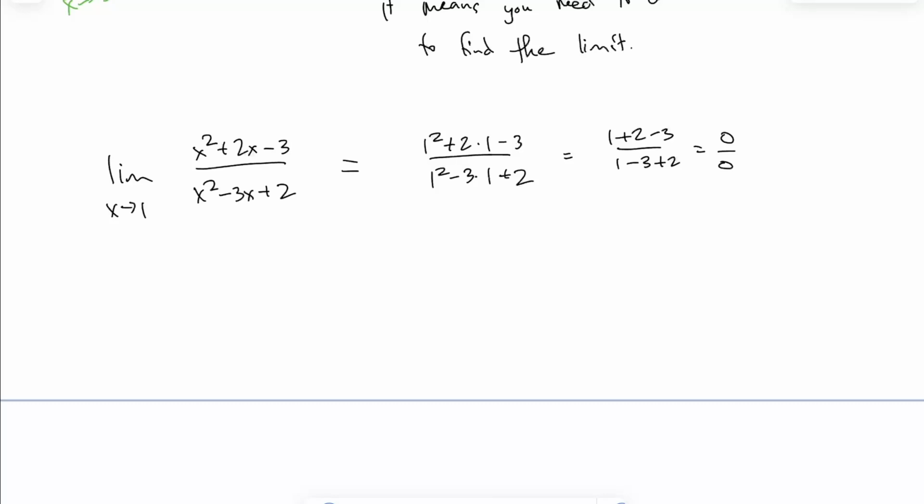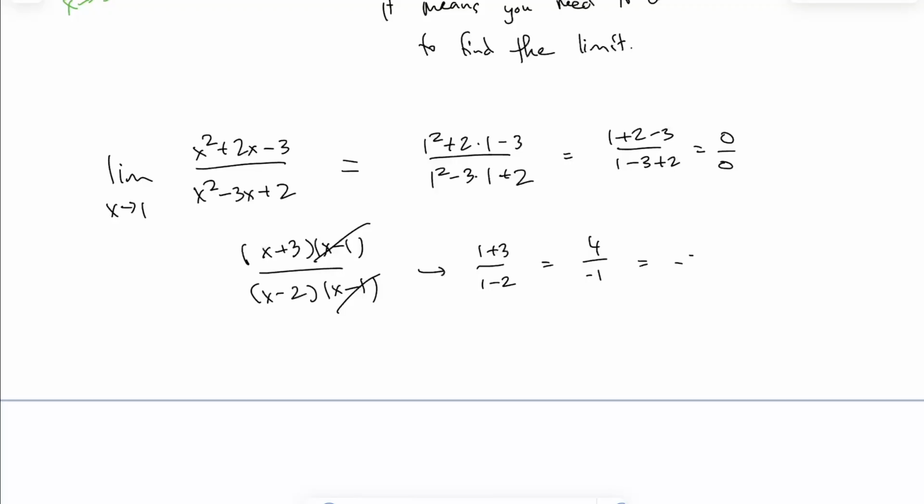So this one you would factor as x plus 3, x minus 1. And down here, x minus 2, x minus 1, right? And magically those guys will cancel. And now you can plug the number in. You get 1 plus 3 over 1 minus 2. 4 over negative 1. So the true answer is negative 4, all right?